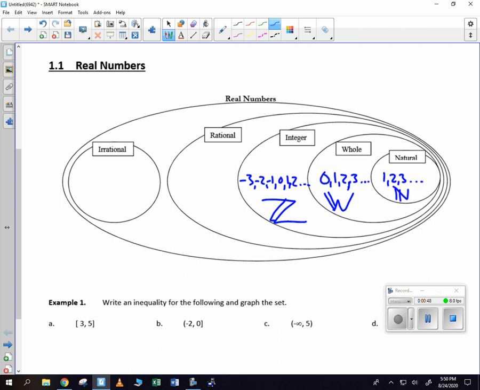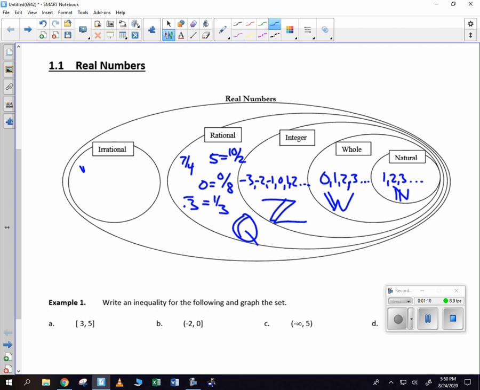Rational numbers can be expressed as a fraction. For example, 7/4 can be expressed as a fraction. The number 5 can be expressed as a fraction. It is 10 over 2, so it's also rational. The number 0 can be expressed as a fraction because it is 0 over 8. The number 0.3 repeating is rational because it could be expressed as 1/3. Rational is a Q with a double line there.